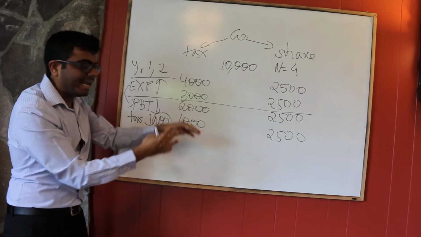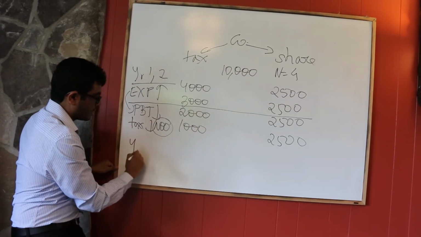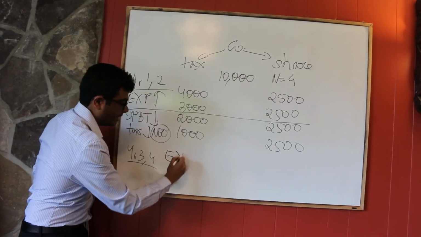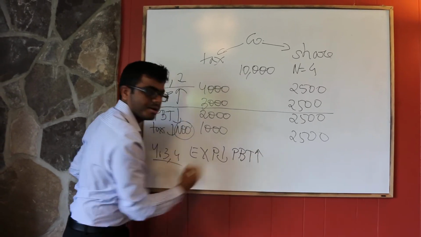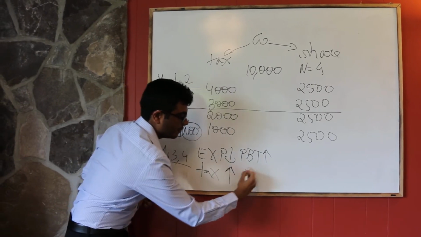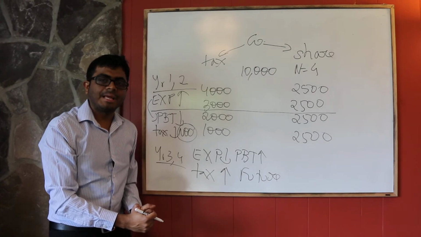And what happens in the later years? There's a reversal. So in year 3 and year 4, the expenses from the tax authority's perspective are relatively lower and profit before tax is shown to be higher, which means you pay more tax in the future. And that's a classic case of a deferred tax liability.